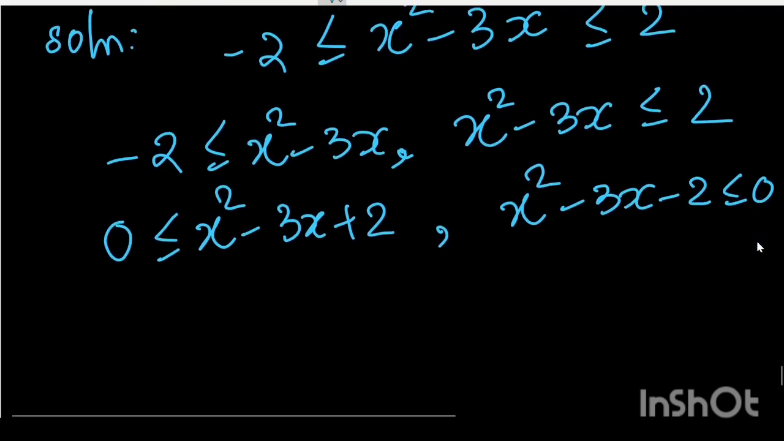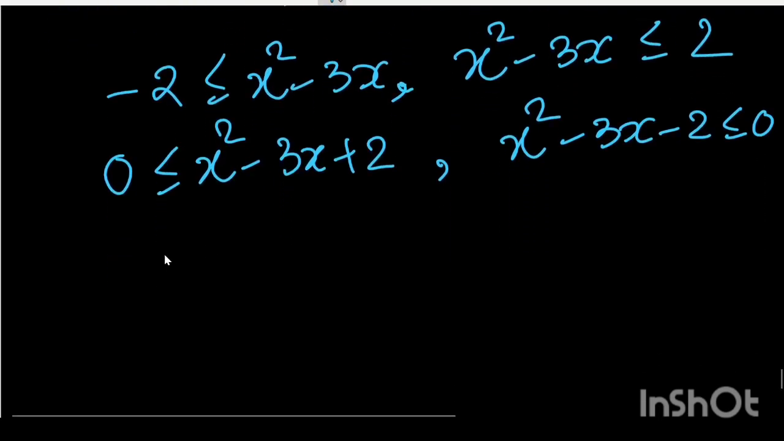Okay, now we will factorize x square minus 3x plus 2, and x square minus 3x minus 2 also we will factorize. That would be the first step, and then we will use the wavy curve and find the intersection of these two inequalities. So let's say this is first, this is second. We will solve the first.